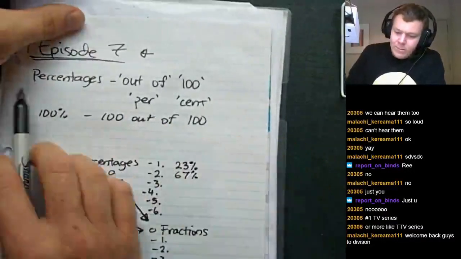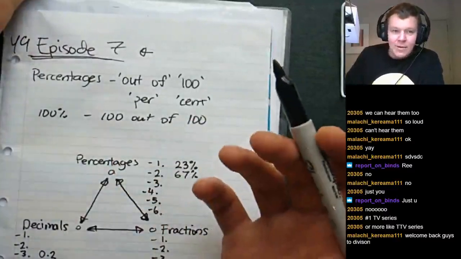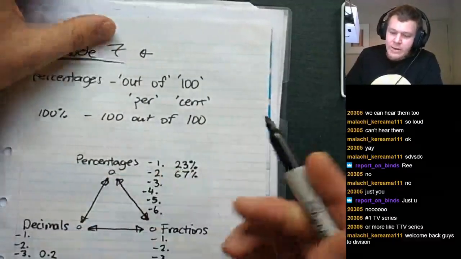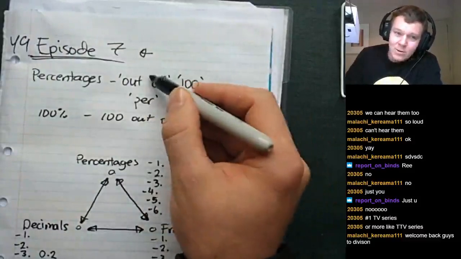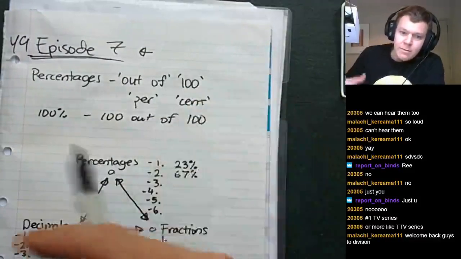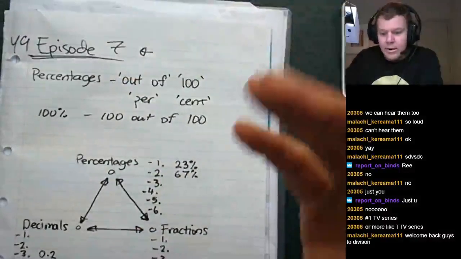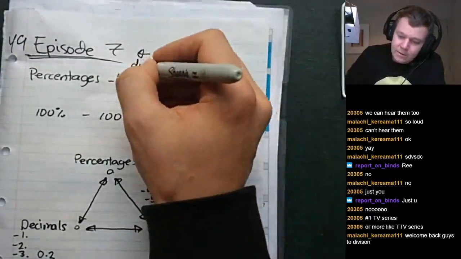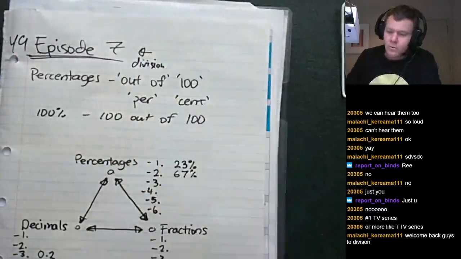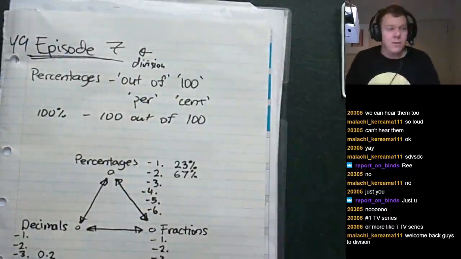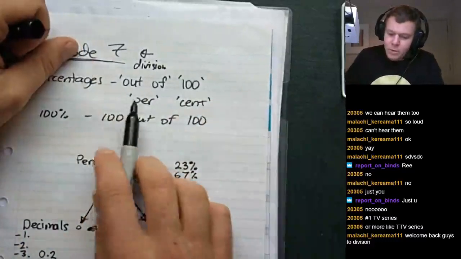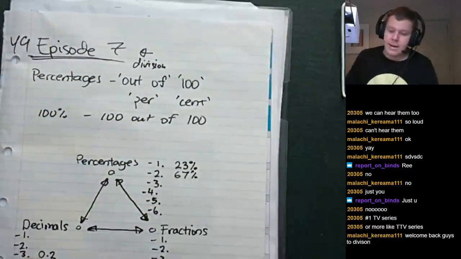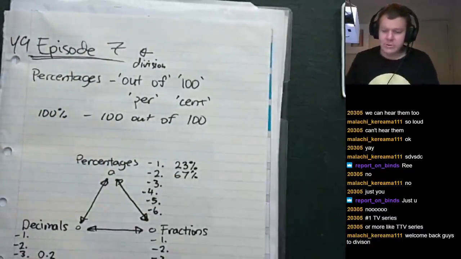So, just to start off, percentages basically means out of 100. So, 100% is 100 out of 100. Another way of saying out of is per, in the same way you have 60 kilometers per hour. That's another form of division. Out of, per, and divided by are all part of this division family. 100 cents in a dollar, you can remember that. So percentages are out of 100.